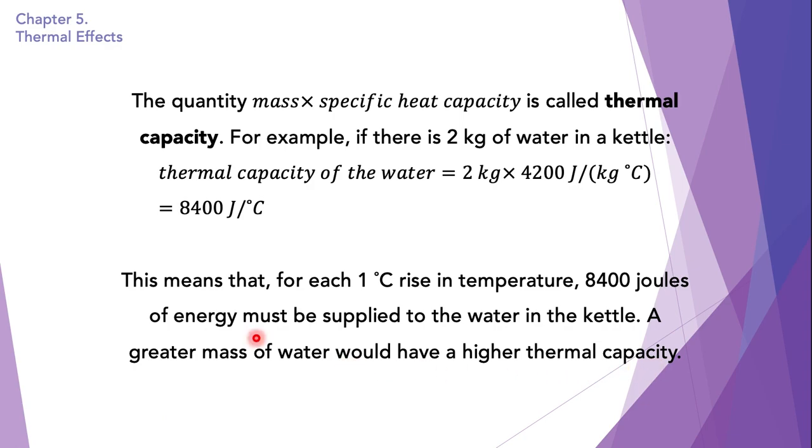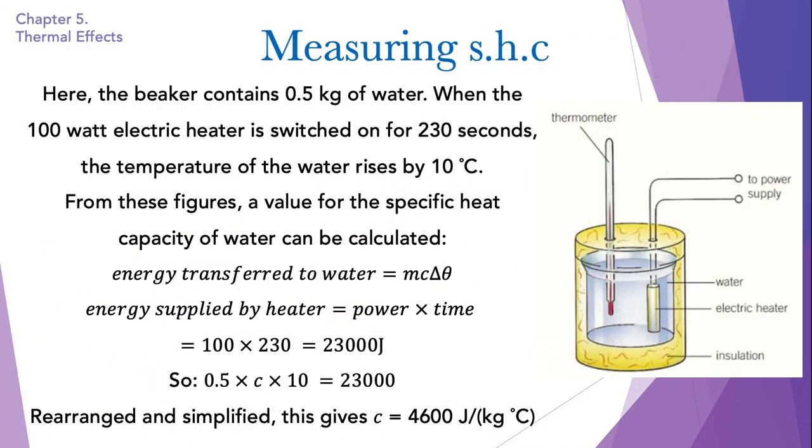Now we're going to look at how we measure specific heat capacity. As you can see here, the beaker contains 0.5 kg of water. When the 100 watt electric heater, this one, is switched on for 230 seconds, the temperature of the water rises by 10 degrees centigrade. So from these figures, a value for the specific heat capacity of water can be calculated.